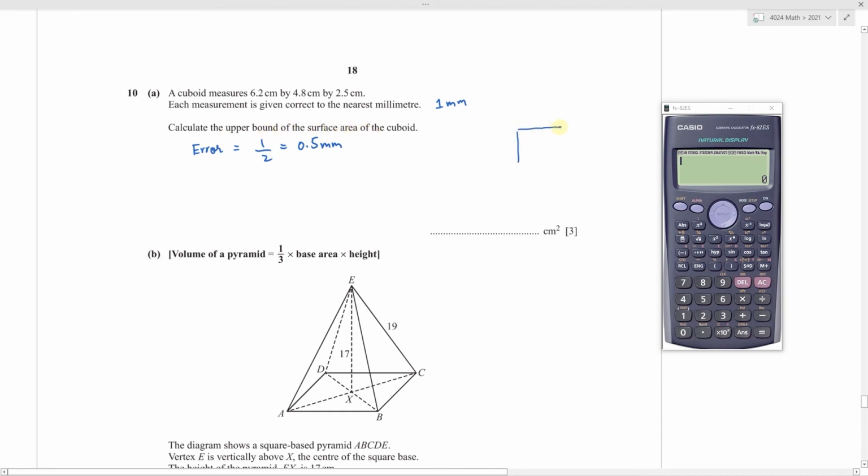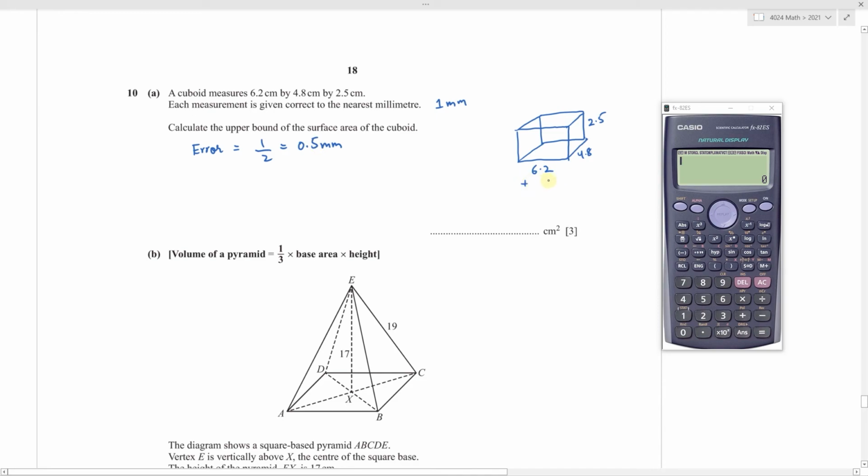So you have this cuboid, 6.2 by 4.8 by 2.5. So to find the surface area, you basically find the surface area of each side and then add them together. So to find the upper bound of the surface area, I need to find the upper bound for all the dimensions of this cuboid. So basically I will add the error to each dimension.